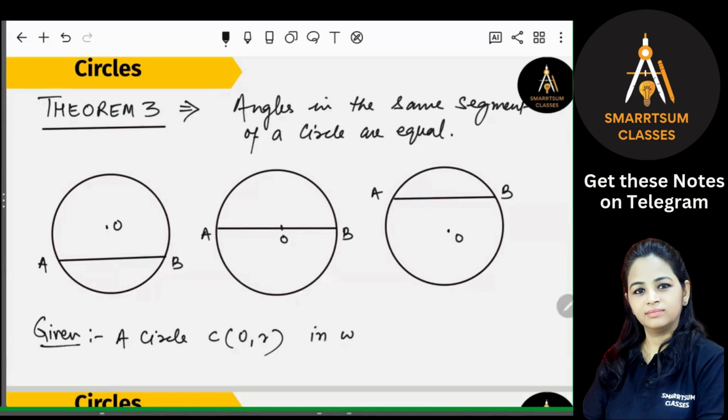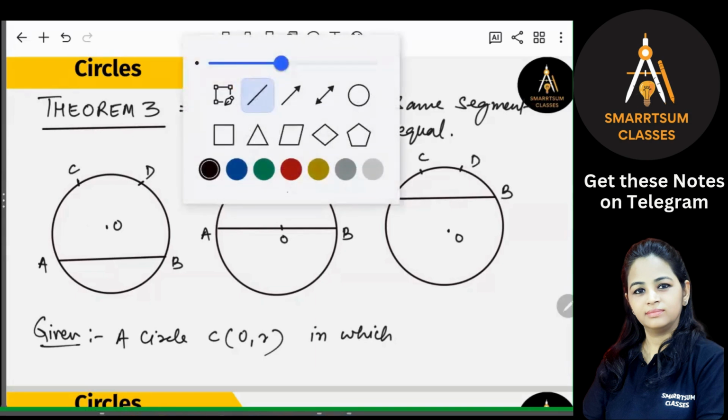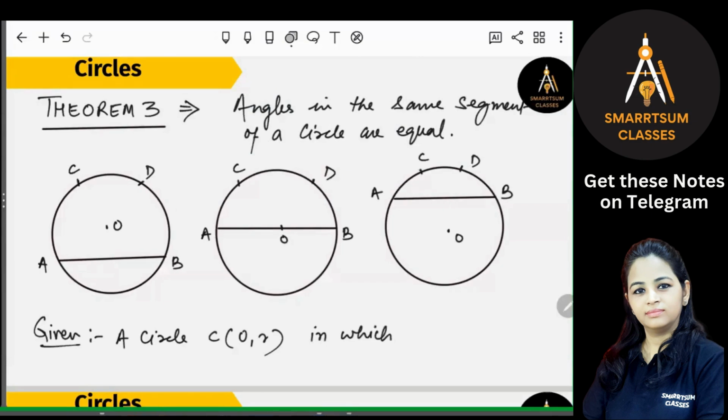In which now we will draw the angles. So let's draw the angles. We will take 2 points here, suppose it is C and this is D. Now join these points. Similarly here we can take 2 points C and D. Now we will join these points. Now join CA, similarly join CB.